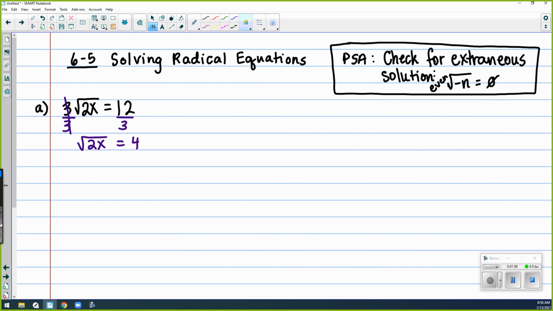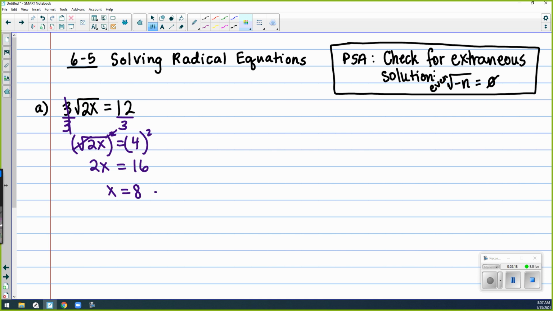What's going to undo a square root? Squaring both sides. So my next step is to square both sides. On the left, the square and the square root cancel out. I have 2x is equal to 16. I can mentally divide both sides by 2. X is equal to 8.